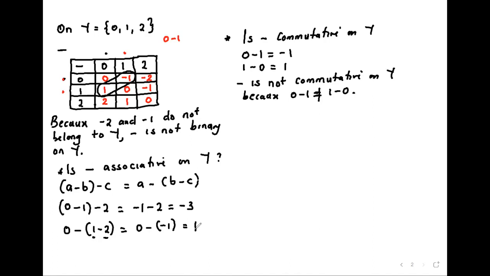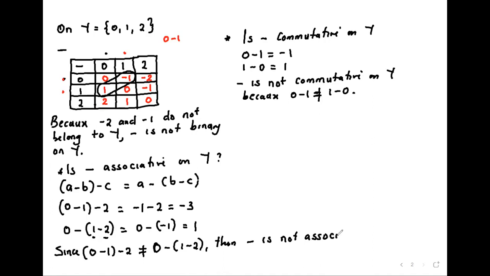So what do we see? We are saying, since (0 minus 1) minus 2 is not equal to 0 minus (1 minus 2), then minus is not associative.